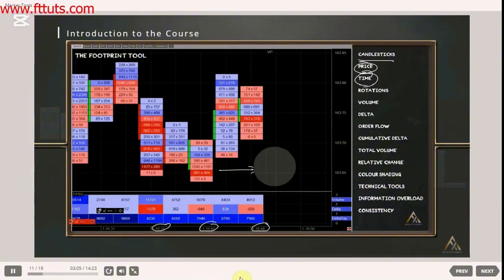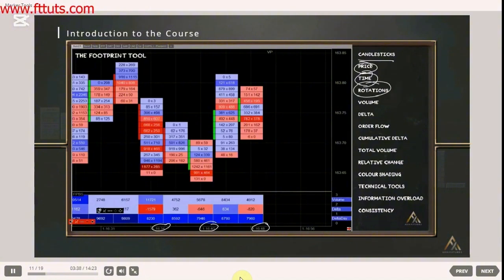Now, throughout this course, we are going to talk about both time-based rotations as well as point and figure rotations. And the reason is very simple. Certain strategies, like momentum-based strategies or flow-based strategies, tend to be better revealed utilizing a point and figure chart. Whereas more relative type strategies and counter-trend strategies can be better seen utilizing a time-based rotation.